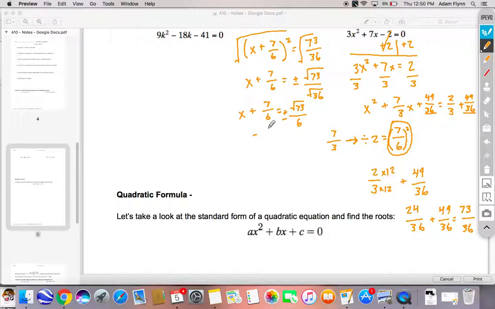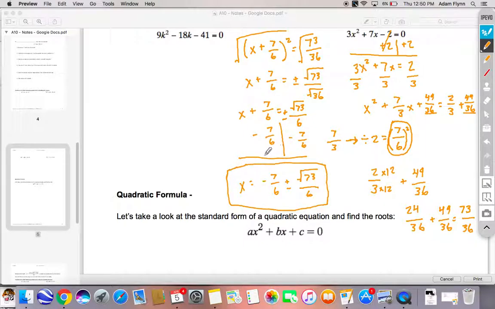So I'll subtract 7 over 6 from both sides. And I end up getting x equals negative 7 over 6 plus or minus the square root of 73 all over 6. So you can leave your answer like this, but just know that this solution represents two answers. Okay, so I'll write those over here.